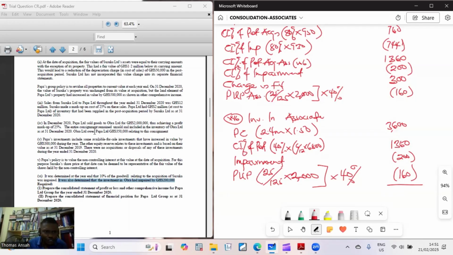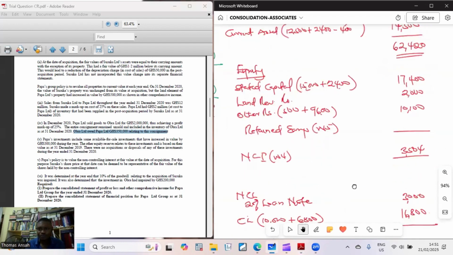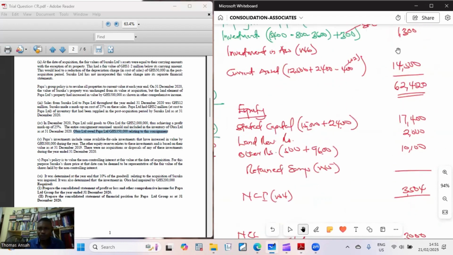And I think there is a question about it. So Obra owed 350. Obra is an associate. So it means that this figure is inside the receivables, which is part of the current asset. But because Obra is an associate, we don't consolidate, meaning that we won't subtract from it. It has to still be in our receivable. So our figure that is there, I think, yeah, this one is okay. But when we finish calculating this thing, I think this figure will change.